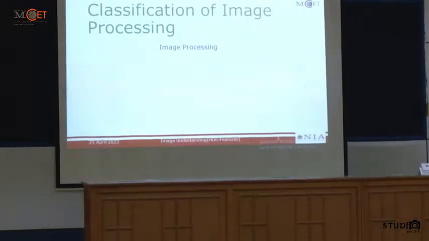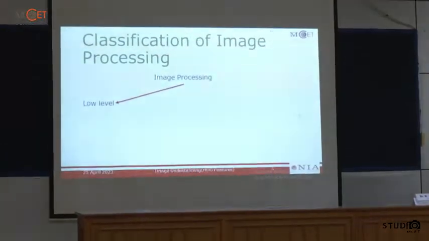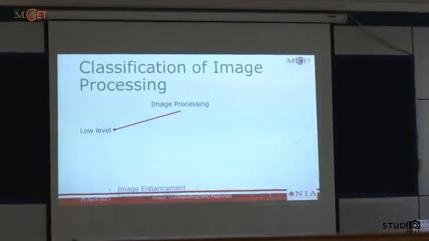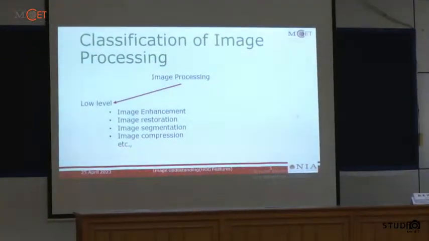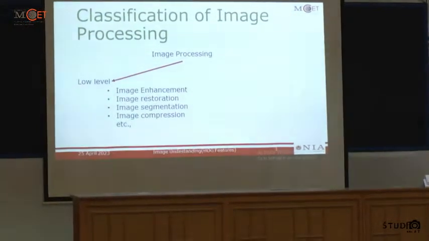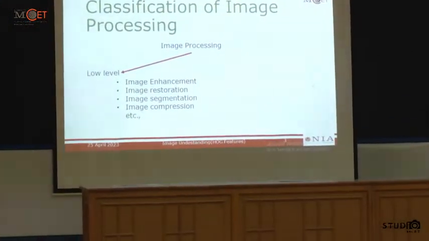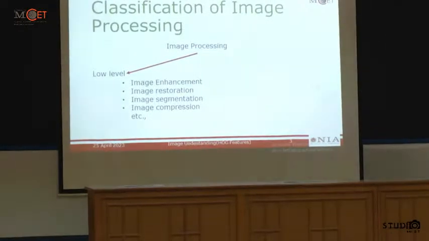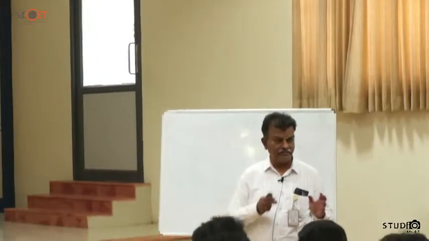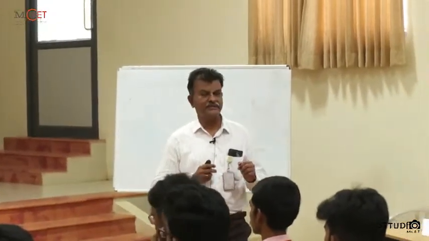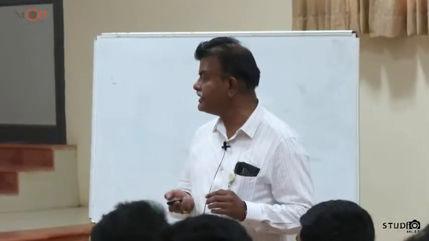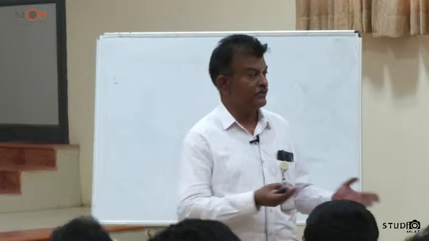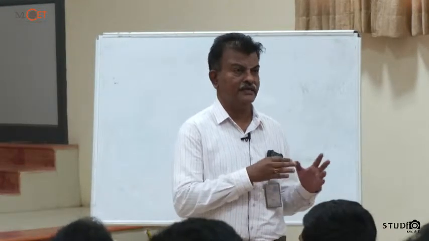Image processing will be classified like this. Low level image processing normally includes segmentation and image compression. Basic understanding is low level, able to change the lighting characteristics, like changing your contrast. Restoration, in the sense we are going to restore the image back where there is requirement.